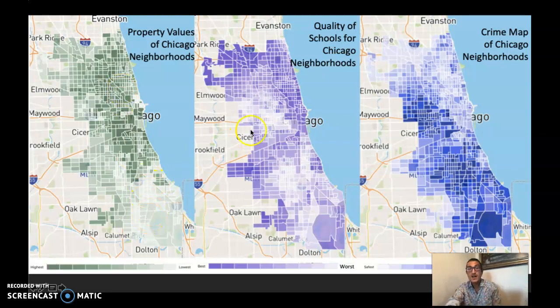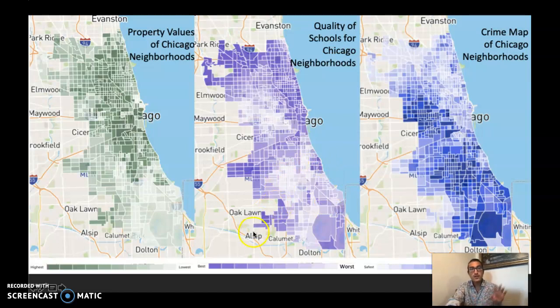The next map here with purple hues represents the quality of schools in each of Chicago's different neighborhoods. All right, the same premise here. The darker the neighborhood is, the higher quality the schools are. The lighter colored the neighborhood is, the closer to white, the poorer quality, the worst qualities of schools.